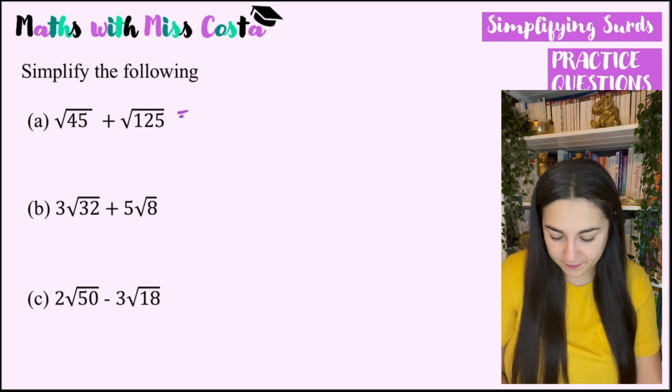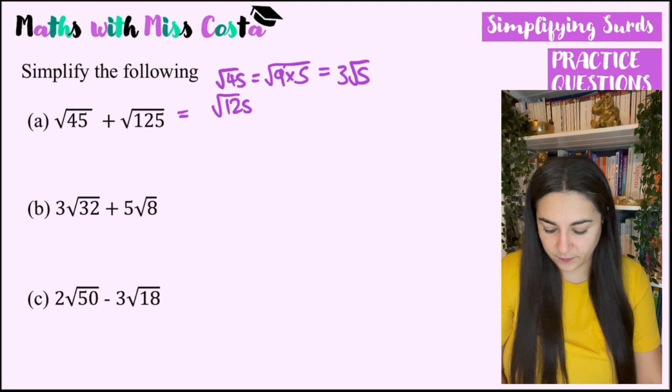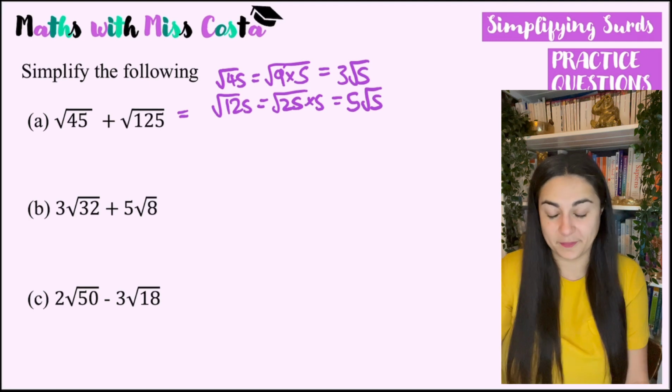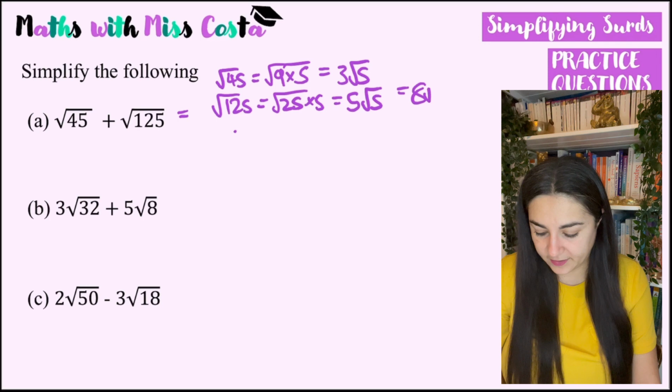So root 45, let's do it one by one. So root 45 would be 9 times 5. So that would give me 3 root 5. And root 125 is going to be 25 times 5. So that would give me 5 root 5. I'm obviously doing this a little bit sped up. So that in total would give me 8 root 5.